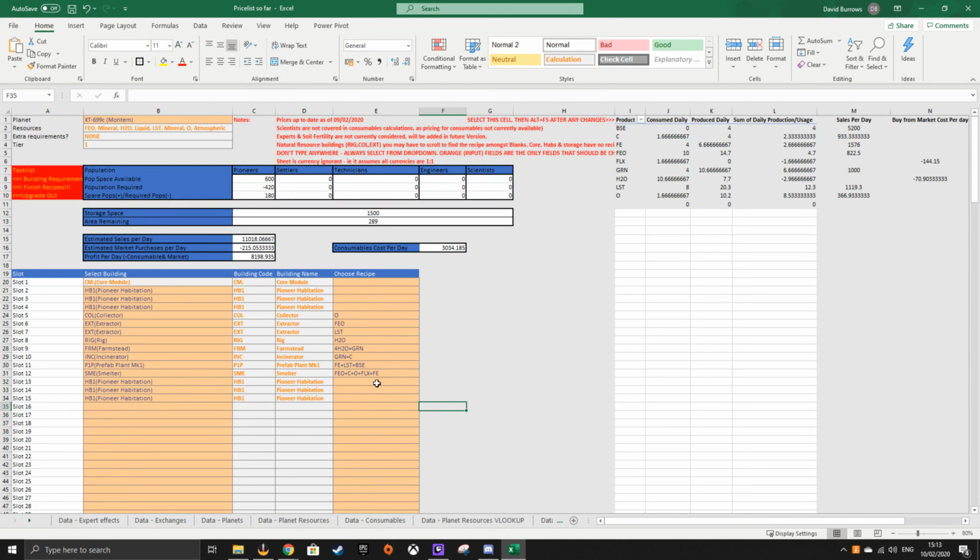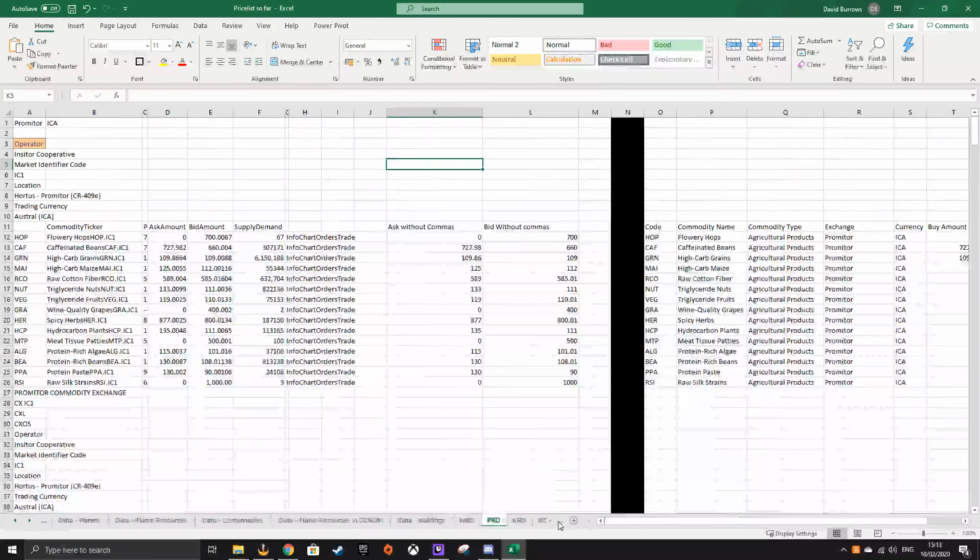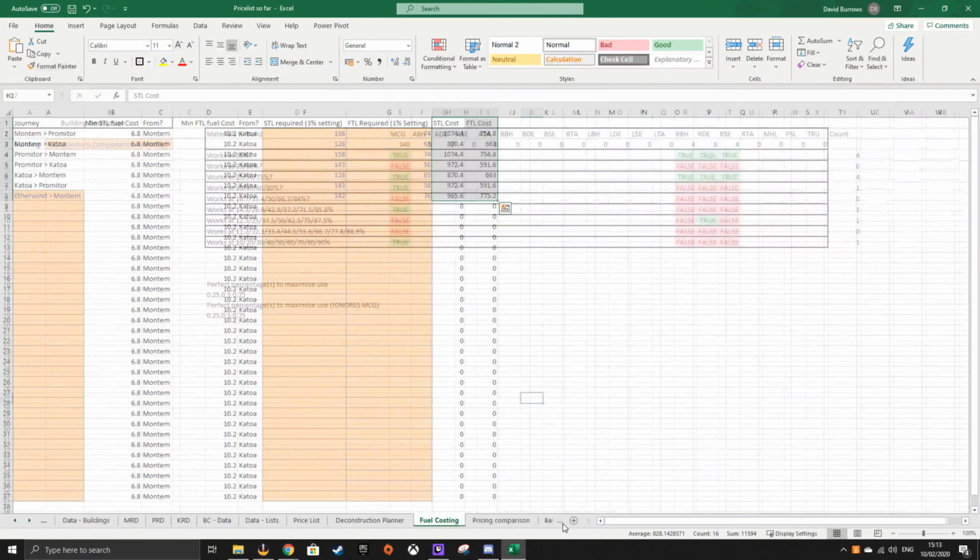added in? If you can let me know in game, I'll be happy to consider it and see if I can get it added into the planner. And yeah, I think that covers everything. If you have any questions, feel free to drop me a message and let me know.